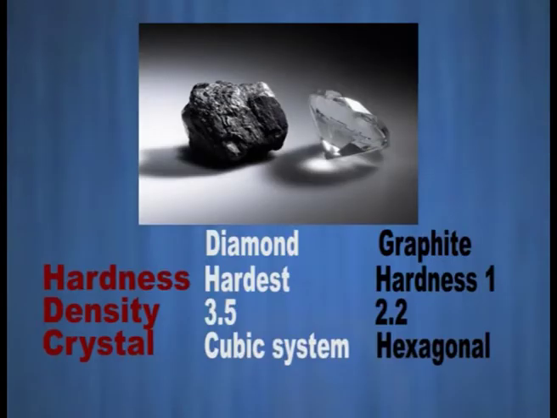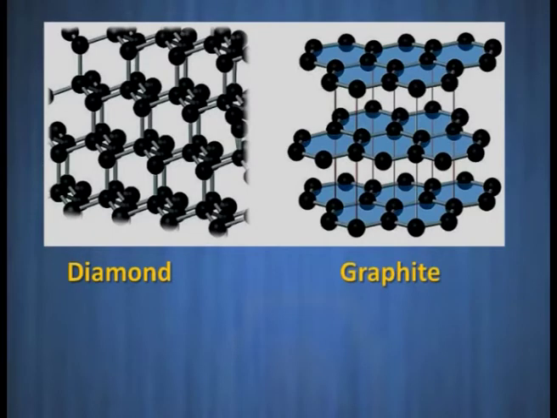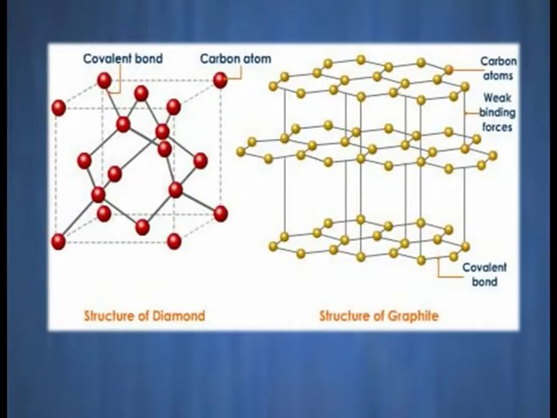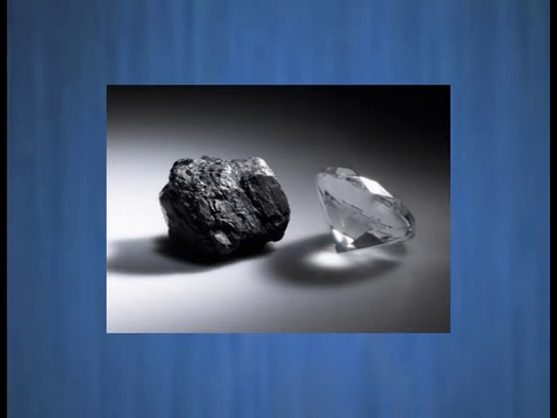Diamond is the hardest of the minerals, while graphite has hardness 1. The density of diamond is 3.5 and that of graphite is 2.2. Diamond crystallizes in a cubic system, graphite crystallizes in a hexagonal system. This is mainly due to the location of carbon atoms differently in graphite and diamond. Bonding of the atoms of carbon in graphite is less strong than in diamond. The bond in graphite is weaker compared to diamond. This property has made diamond hard and graphite splittable.